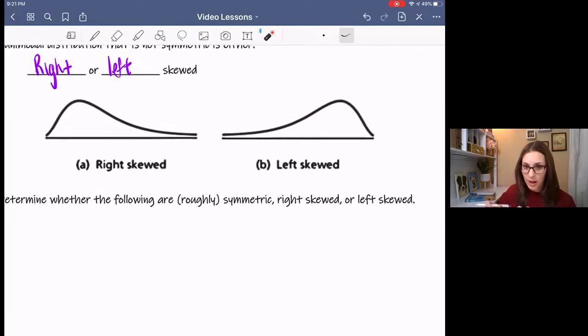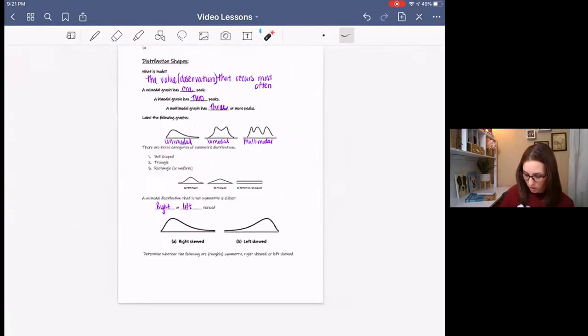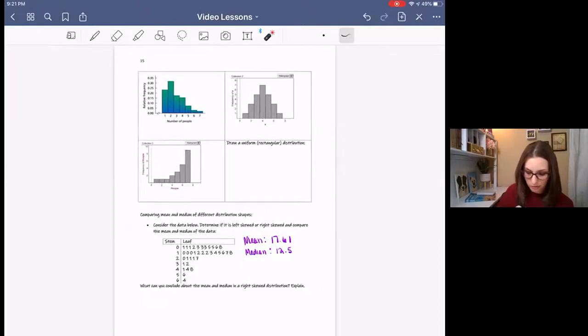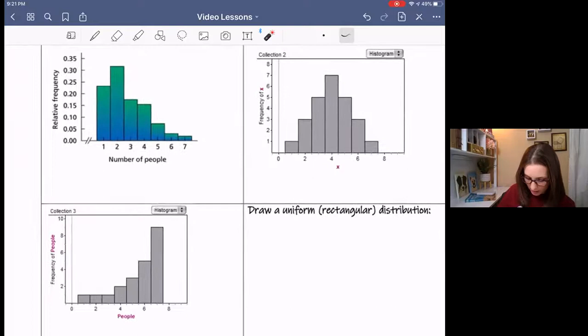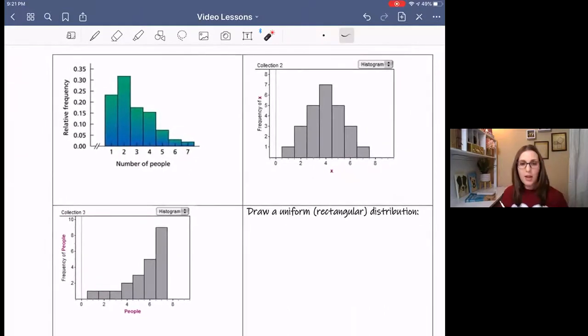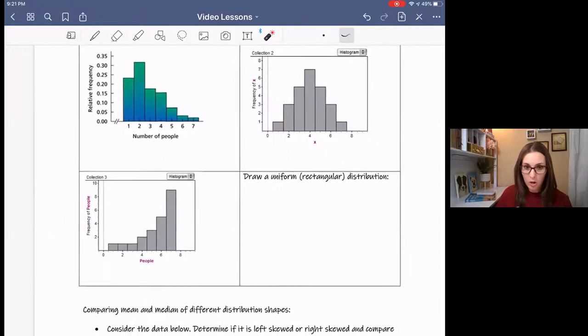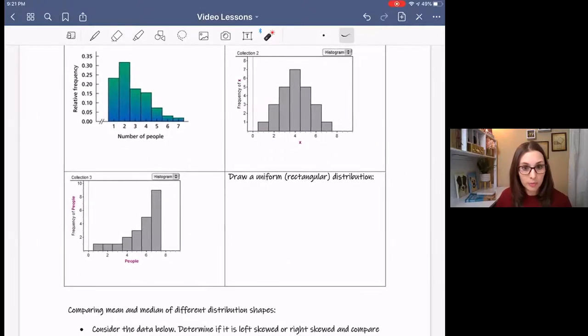And we're going to look at the next pictures on the next page and decide if they're symmetric, right skewed, or left skewed. And then we're basically done, which is nice. So take a look at these and decide which one is which, and then draw one of your own, a uniform or rectangular distribution. Pause it, try it, come back.